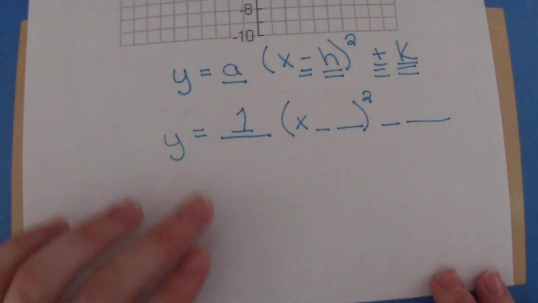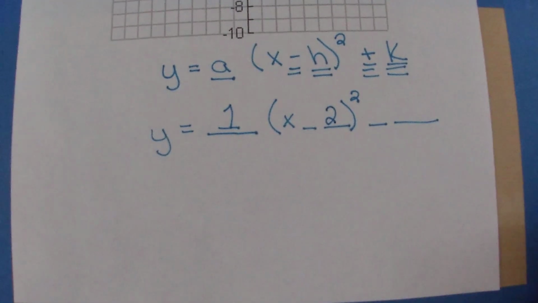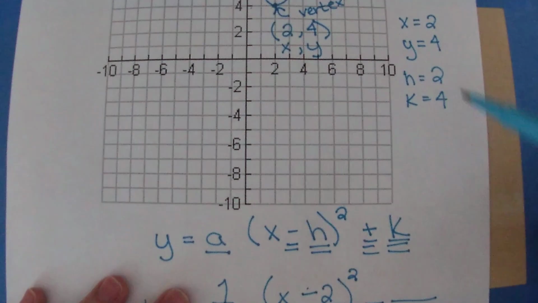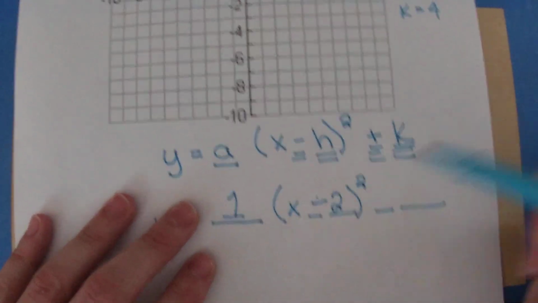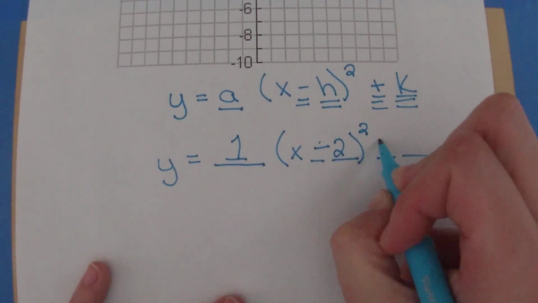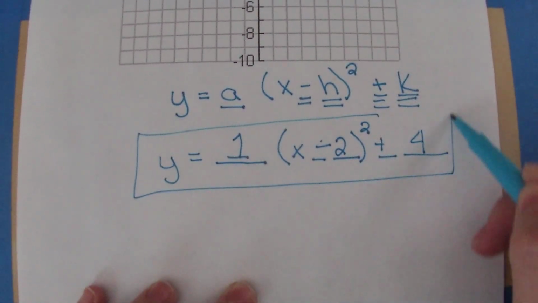Now, when we go to fill those in our blanks, our h value of 2 is going here, but it's always the opposite sign. So it was a +2 up here, so this is telling us that we want a -2. And our k value stays the same. So it was a +4, so I'll put a +4. Okay, and then this is just our answer.